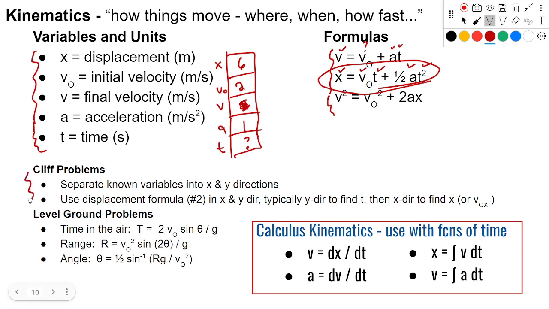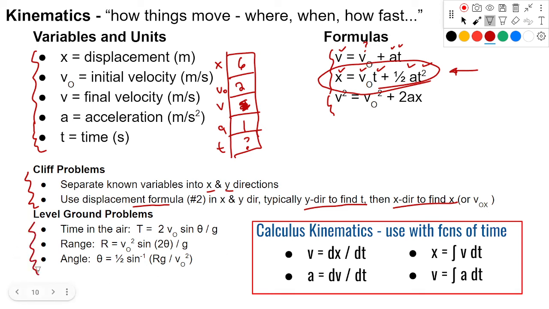If it's a cliff problem, you got to separate the X and the Y directions. It's 2 different kinematics problems. In physics, if it's a 2-dimensional problem, you separate it. What's happening in X, what's happening in Y, and then you put it back together. You're going to use the displacement formula. That's this one that is already circled. You're going to do it usually in the Y direction to find time, and then the X direction to find X. Not always, but almost always.